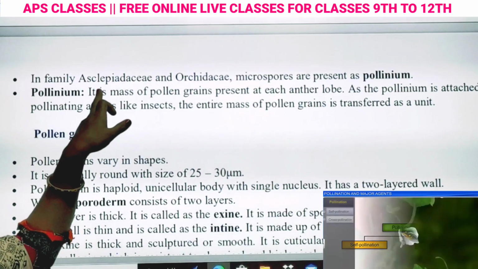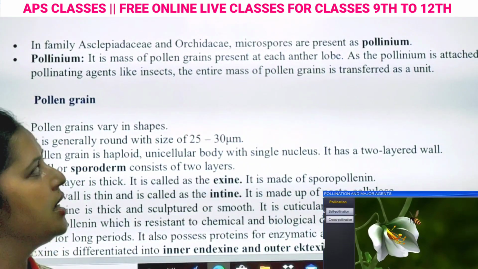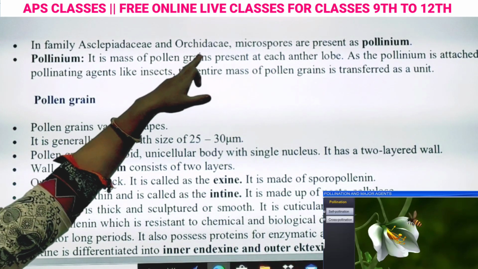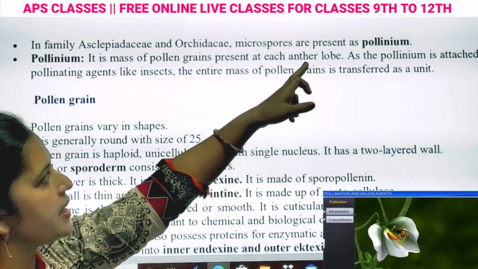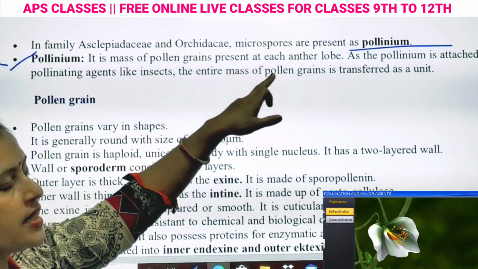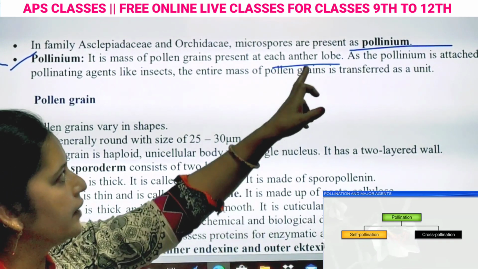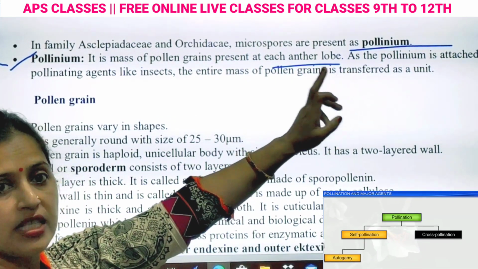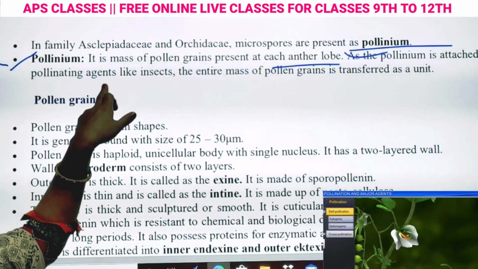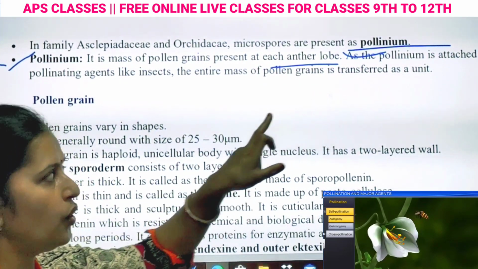In family, that is Asclepiadaceae and Orchidaceae, microspores are present as Pollinium. इसमें जो हमारी फैमिली बताई हमने Asclepiadaceae और Orchidaceae, इसमें microspores they are present as a Pollinium. अब pollinium क्या होता है? It is a mass of pollen grains that is present at the anther lobe. ये एक तरह का mass है pollen grains का, जो anther lobe पर present होगा. As the pollinium is attached, जैसे ही pollinium attach करेगा pollinating agents के साथ, that means insects, entire mass of the pollen grain that is transferred as a unit.